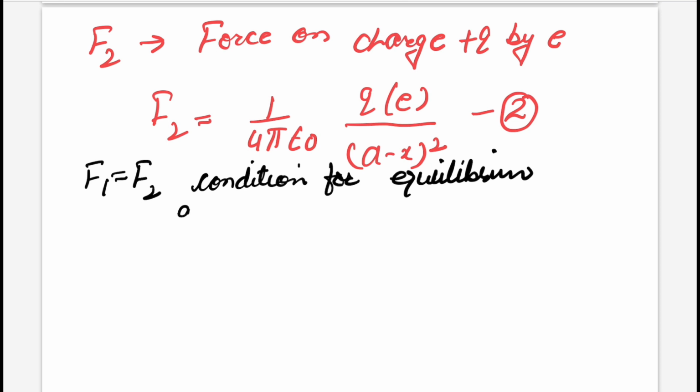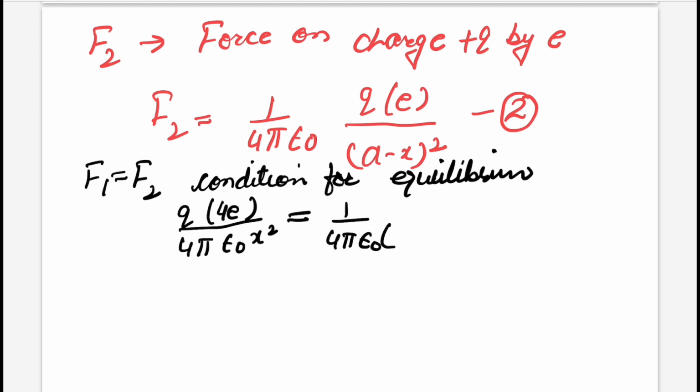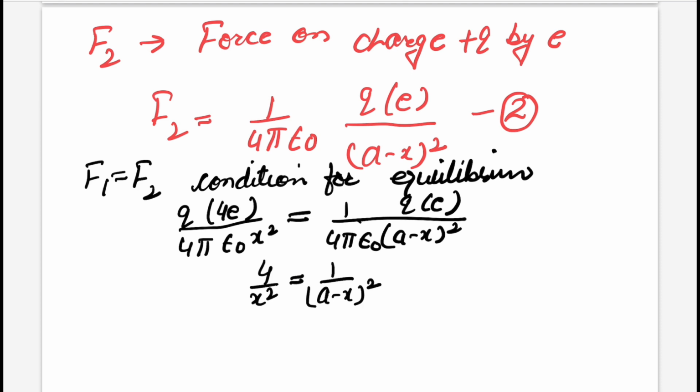So what we have is q into 4e divided by 4 pi epsilon naught x square should be equal to 1 upon 4 pi epsilon naught (a minus x) whole square. On the upper side we have q into e. Q will cancel out with q, e will cancel out with e. 4 pi epsilon naught terms are going to cancel out, so we will be left with 4 by x square should be equal to 1 by (a minus x) whole square, right?